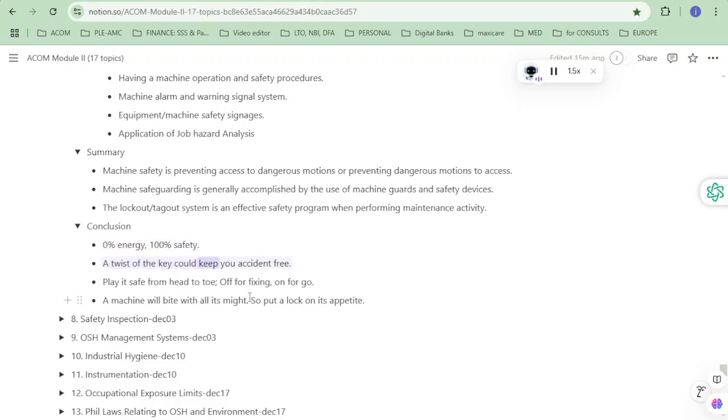A twist of the key could keep you accident-free. Play it safe from head to toe, off for fixing, on for go. A machine will bite with all its might, so put a lock on its appetite.